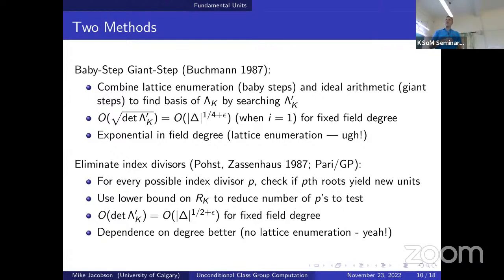Now, the problem with that, though, is that I mentioned the dirty words, lattice enumeration, as part of this. And that is a nasty thing to do when the dimensions of the lattice start getting big. So even though, as a function of the discriminant, the number of steps I need to do this giant step is of the order of the 4th root of the discriminant, the dependence on the degree of the number field, and in particular the unit rank, is bad. It's exponential. So this sort of thing you would only expect to work for small degree, small unit rank cases. And in fact, for quadratic fields, unit rank 1, this works great.